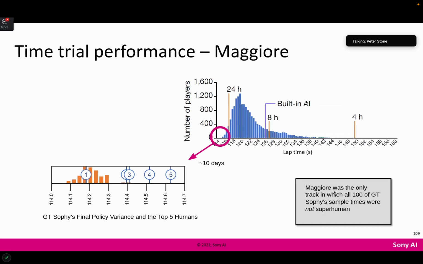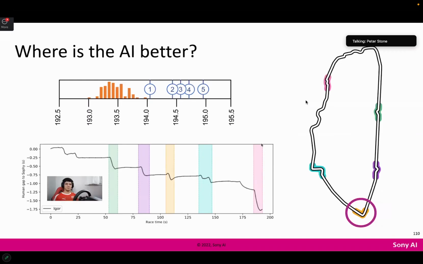And that was on Lake Maggiore. On the other 2 tracks, Sophie's sample times were significantly better than the best people. So in this case, we would say it's not superhuman because it's in about the same ballpark as the best human. But on the other 2 track and car combinations, it was significantly superhuman. And so then we can ask the question of where is the AI better? You'll see this in a video.